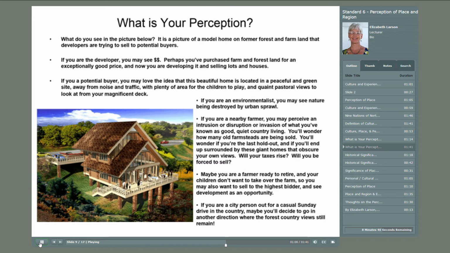You may wonder if you're the last holdout and if you'll end up surrounded by these giant homes that obscure your own views. Will your taxes rise? Will you be forced to sell? Maybe you are a farmer ready to retire and your children don't want to take over the farm, so you may also want to sell it to the highest bidder and see development as an opportunity for you in your retirement ages. If you are a city person out for a casual Sunday drive in the country, maybe you'll decide to go in another direction where the forest country views still remain. What's your perception?